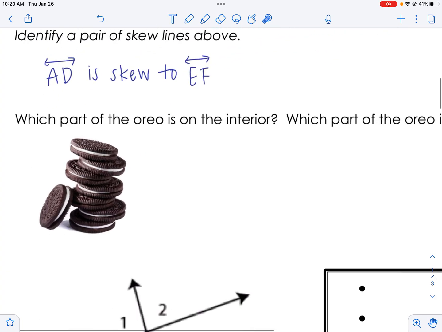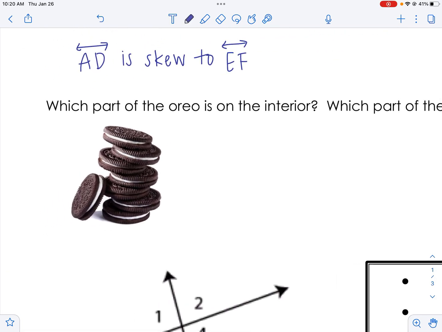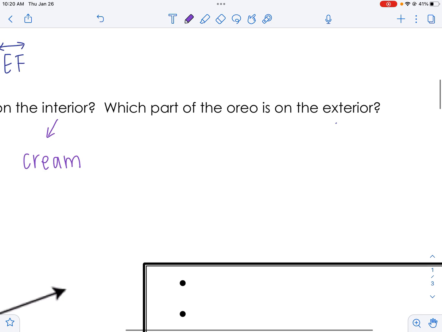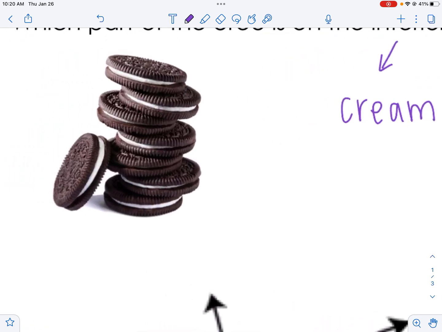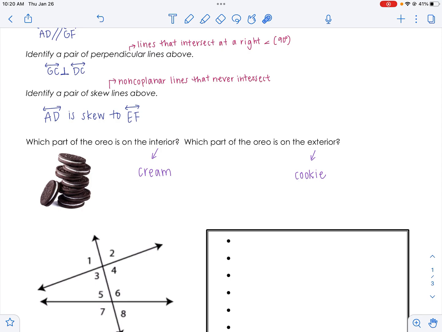So if you think of an Oreo and I asked you which part of the Oreo is on the interior, well that would be the cream. And which part is on the exterior, that would be the cookie part, like the chocolatey part itself. Or maybe the vanilla if you're into golden or lemon, lots of Oreo flavors there. Now, it doesn't matter how you turn your Oreo. The inside is always going to stay on the inside and the outside is always going to stay on the outside. And yeah, you might deconstruct it, but we're not going to be deconstructing lines. The interior will always be the inside and the exterior will always be the outside.